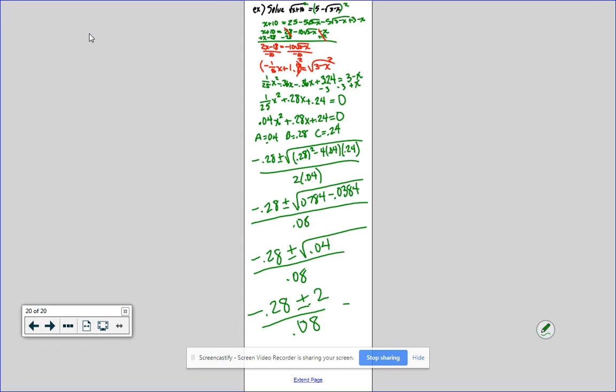So if I add this, I get negative 0.08 over 0.08, which is negative 1. And over here, I get negative 0.48 divided by 0.08, which is negative 6. So negative 6 and negative 1 are our answers.